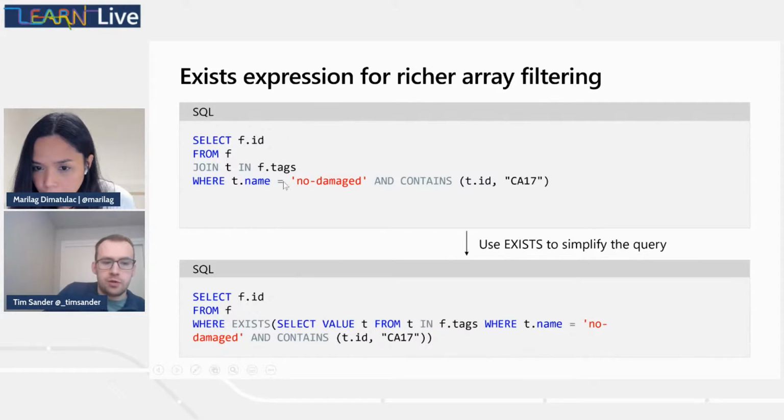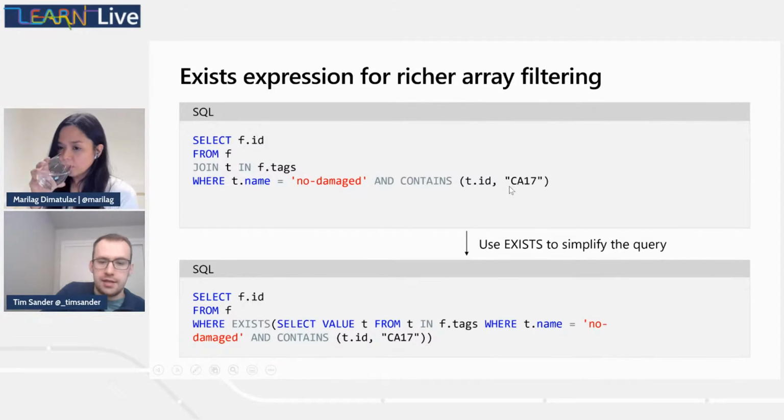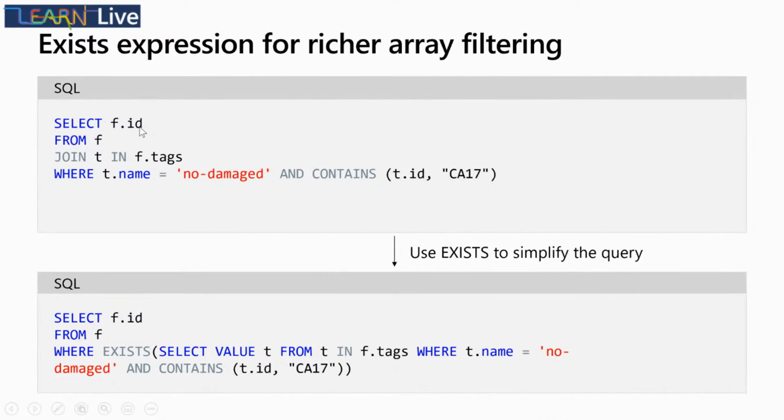Now, what this query up here does is it takes the root level properties and joins them with everything in tags, effectively taking the cross product, right, of the root level properties with everything in tags. And then it filters where the name within tags is equal to no damage, and the ID value contains CA17. Now, in this query, we're not actually interested in returning any of the data in the tags array, right? If you look, we're just returning the ID value. Maybe we'd be returning a count or something like that. Of course, if you were interested in returning the name values, so data that's in tags, you would need to use this join here.